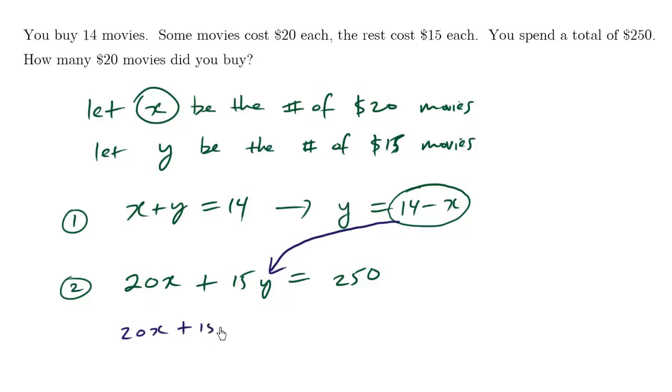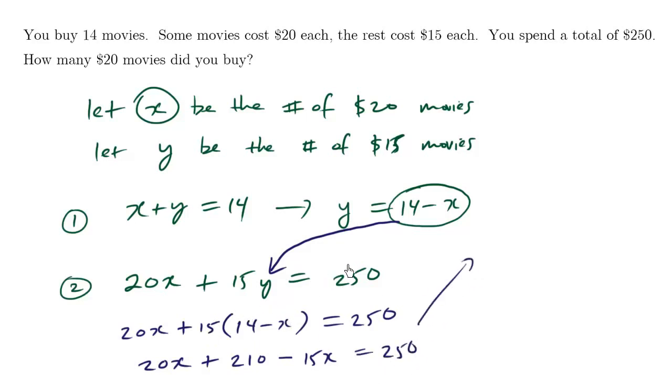20x plus 15y, which is essentially 14 minus x, is equal to 250. So this is where we use just simple algebra to solve for everything. Using your calculator, 15 times 14 is 210 minus 15x, I'm using distribution here, is equal to 250. So can you see how, even though we want to solve for x, we purposefully take one of the equations and solve for the opposite variable, which is y in this case, and plug it into the other equation so that we end up with all x's.